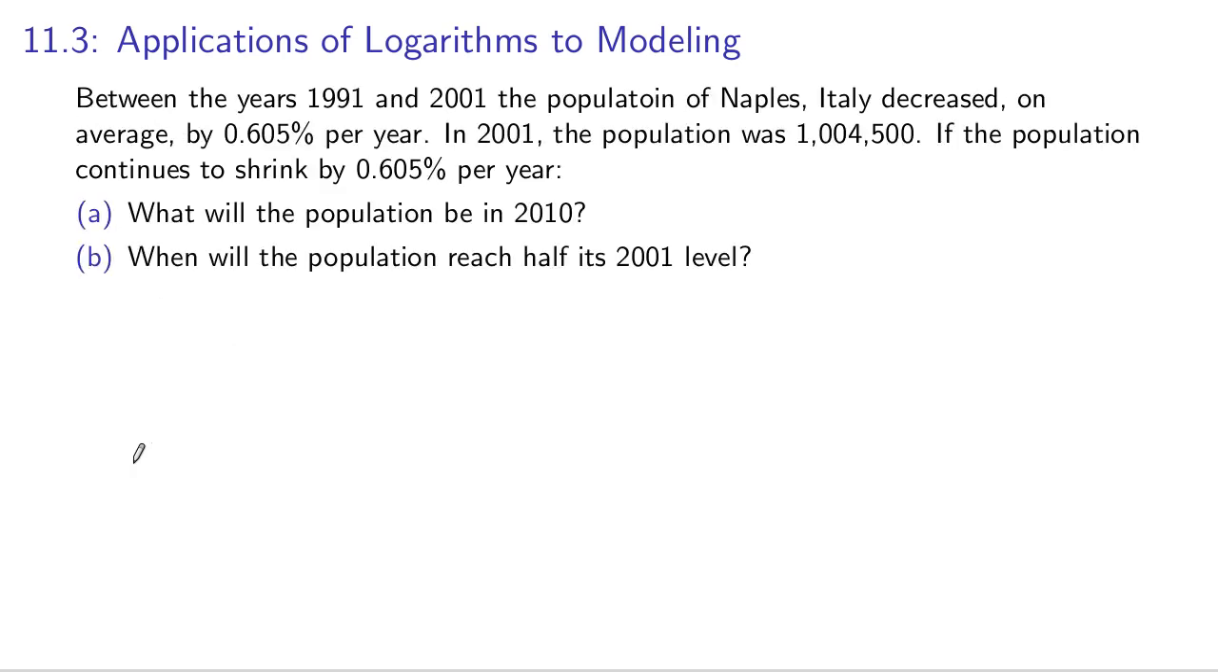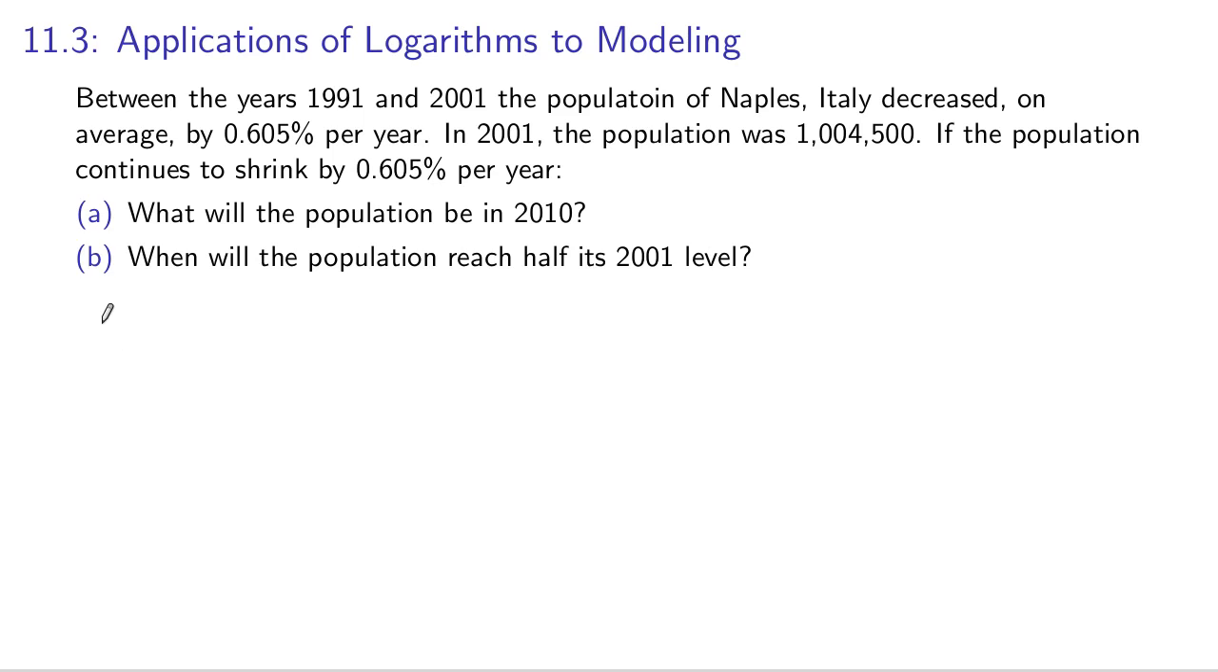Between the years 1991 and 2001, the population of Naples, Italy decreased on average by 0.605% per year. In 2001, the population was 1,004,500. If the population continues to shrink by the 0.605% per year, what will the population be in 2010?